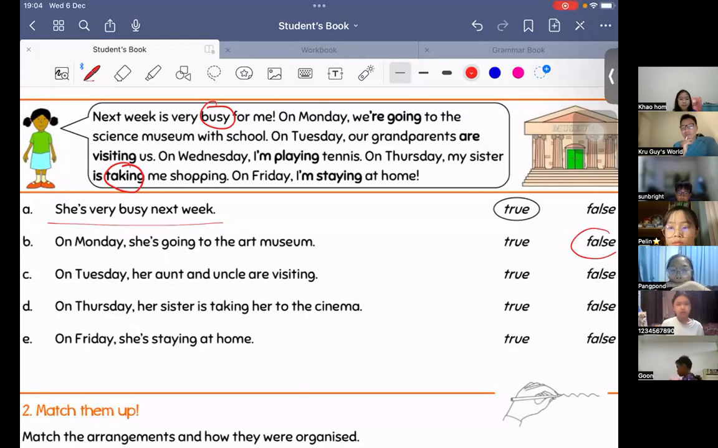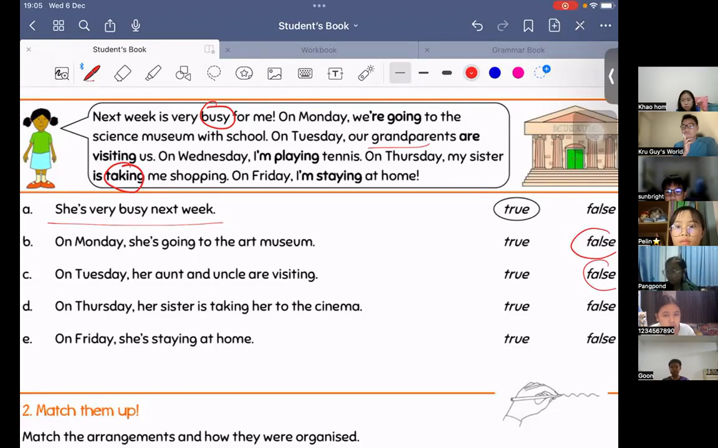Okay. Perrin, look at the cat, please. On Tuesday, her aunt and uncle are visiting. Is it correct? Who's going to visit them on Tuesday? Grandparents. So that should be four, right? Excellent. Sam Brian, look at the dog, please. On Thursday, her sister is taking her to the cinema. Okay. Is it true or false?